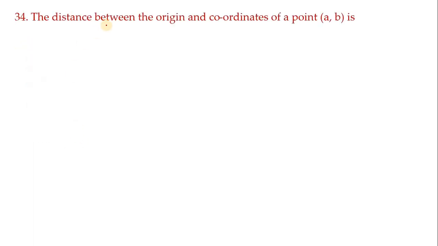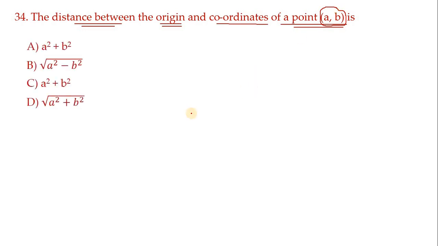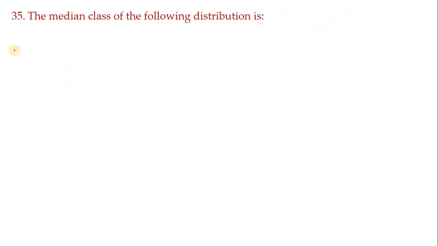The distance between the origin and the coordinates of a point A comma B is. Children, very important. They are asking to find the distance between the origin and the coordinates of the point A comma B, not x comma y. For x comma y it is root x square plus y square. Here A comma B is there, hence root A square plus B square. So option D is correct. Move on to the next one.